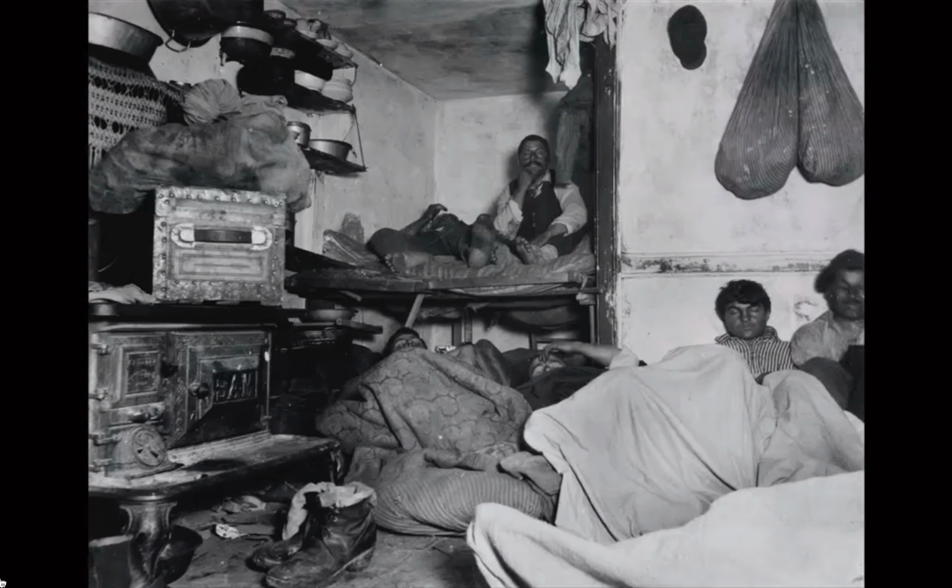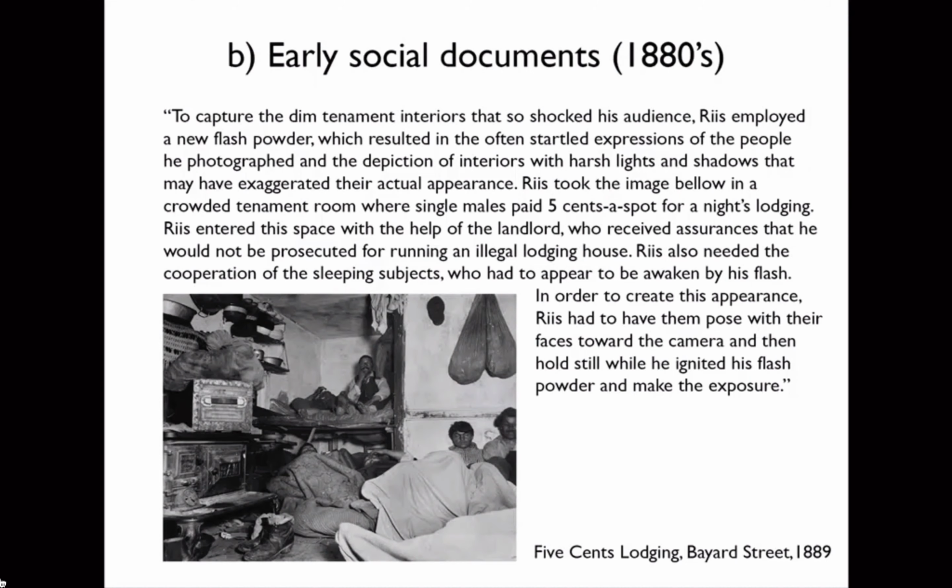And this is an interesting photograph, and I will read to you a little quote on how this photograph was made. To capture the dim tenement interiors that so shocked his audience, Riis employed a new flash powder, which resulted in the often startled expressions of the people he photographed and the depiction of interiors with harsh lights and shadows that may have exaggerated their actual appearance.